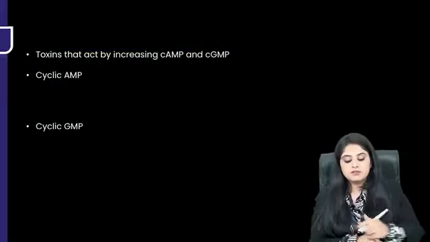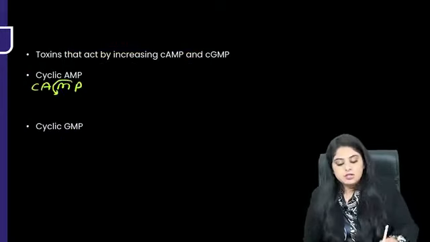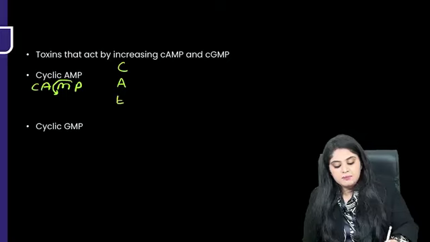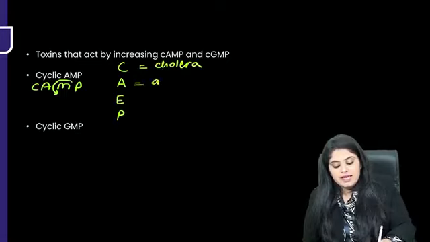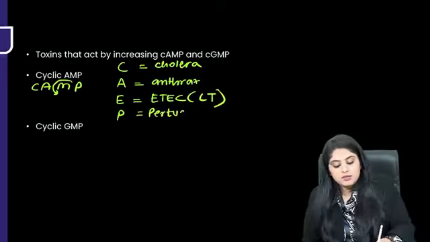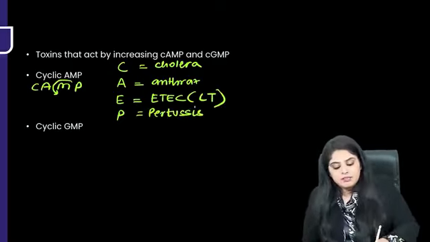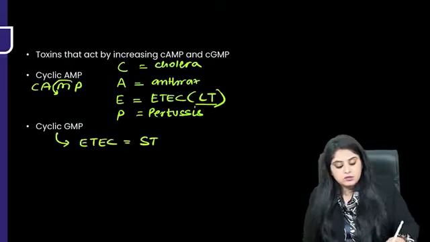The second revision is which are the ones that act by cyclic AMP and GMP. तो cyclic AMP में हमने क्या निमोनिक बताया था कि M को change कर दो, it becomes CAEP, right? Twist कर दो. So number one, cholera is going to act by cyclic AMP, anthrax is going to act by cyclic AMP. We have enterotoxigenic E. coli ka labile toxin which acts by cyclic AMP, and pertussis, Bordetella pertussis acts by cyclic AMP. Then what acts by cyclic GMP? Ma'am, iska labile toxin wahan tha, to enterotoxigenic E. coli ka stable toxin is going to come up over here.